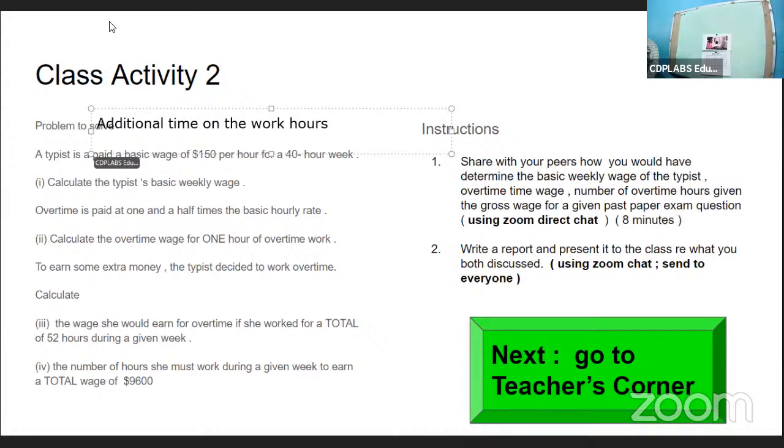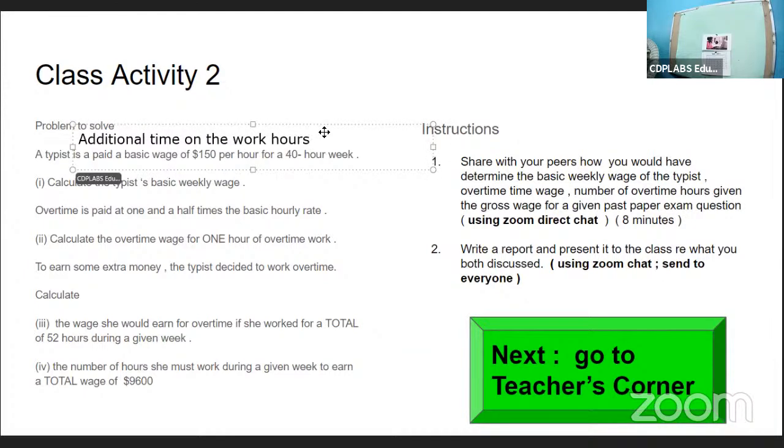It's not a daily thing, but it's what? It is not a daily work hour that they are referring to. What are they referring to? Yes, all right. So what he's saying, additional time on work hours, but I'm going to put in brackets additional time on basic week hours, or if you want to call it, hour week.